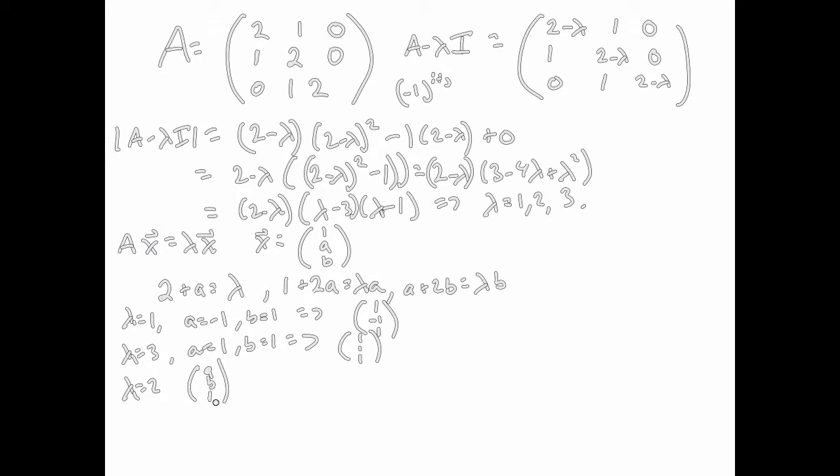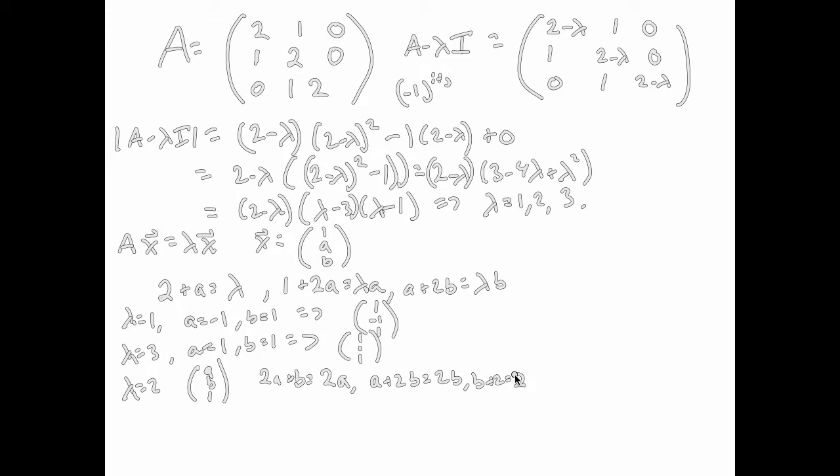So now the 1 being in the bottom, this gives you a system of 3 different equations. 2a plus b equals 2a. This is for lambda equals 2, mind you, so we're only going to do that one. A plus 2b equals 2b, and b plus 2 equals 2.